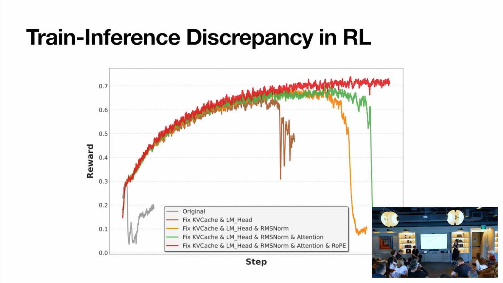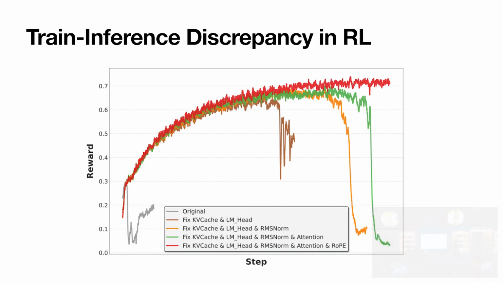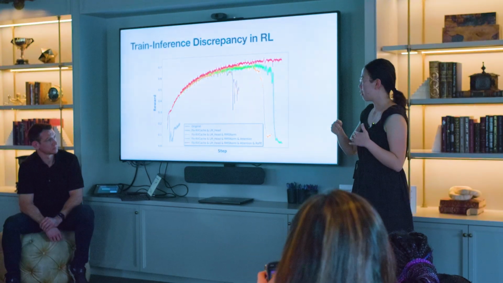There's this Chinese paper. In their case, originally their algorithm was not working at all. If you look at the gray curve over there, it's just not learning at all. Then they realized, oh, we have this pretty big train-inference discrepancy across different layers and different components. So they went into it and fixed it one by one.